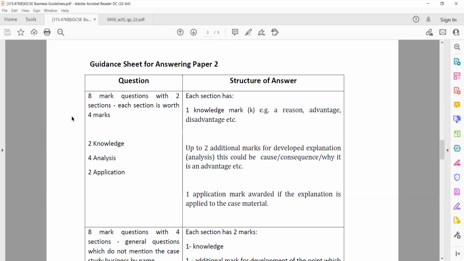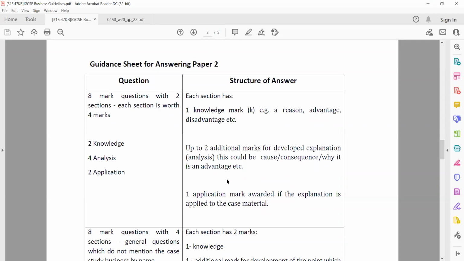Each section is worth 4 marks. The 8 mark question will be divided into 2 sections, and each section will be worth 4 marks. There are 2 knowledge, 4 analysis, and 2 application. So each section will have 1 knowledge mark, 2 additional marks for developed explanation, or we call it analysis.